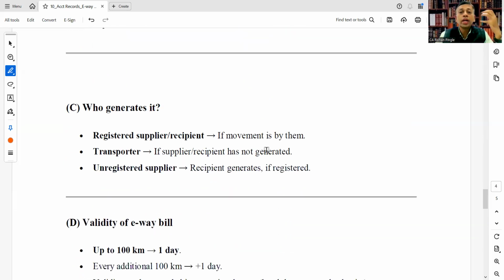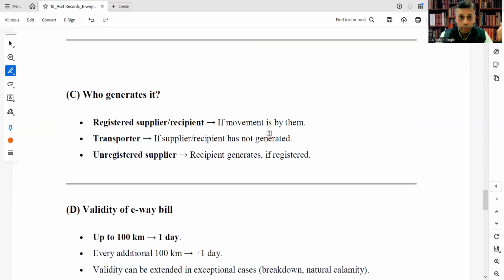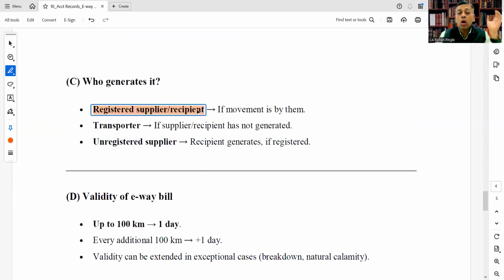Okay, now who generates the e-way bill, or who is required to generate it? The registered supplier, or even if not the supplier, then the recipient if the movement is by them. The transporter, if the supplier or recipient has not generated it, is mandatorily required to generate the e-way bill. And an unregistered supplier is also covered: the recipient generates it if registered. So these are the cases of who generates the e-way bill.